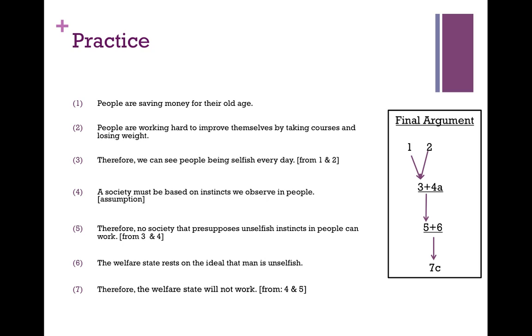And I think there are some pretty obvious weaknesses with this, and I think the main weaknesses are going to be sub-arguments 1 and 2 here. I mean, it just seems to me a little preposterous to say that people are selfish because they're saving money for their old age or they're working hard to improve themselves. Those actions might be self-interested, but being selfish and being self-interested are two different things. You know, I go to the doctor when I'm sick. That's a self-interested act. That's not a selfish act.